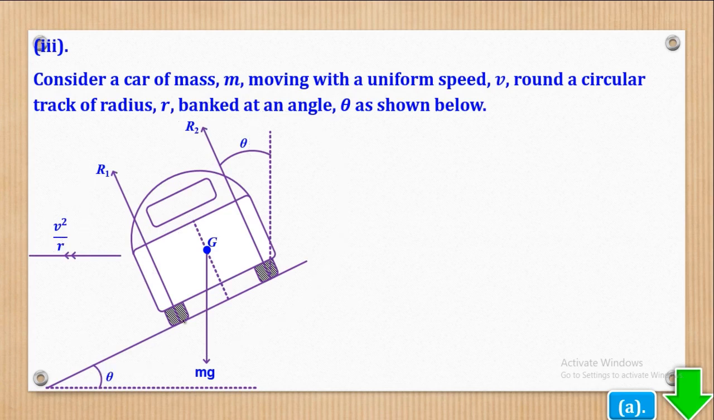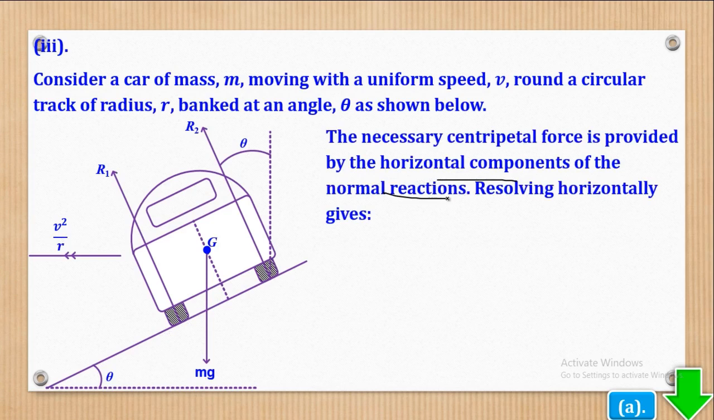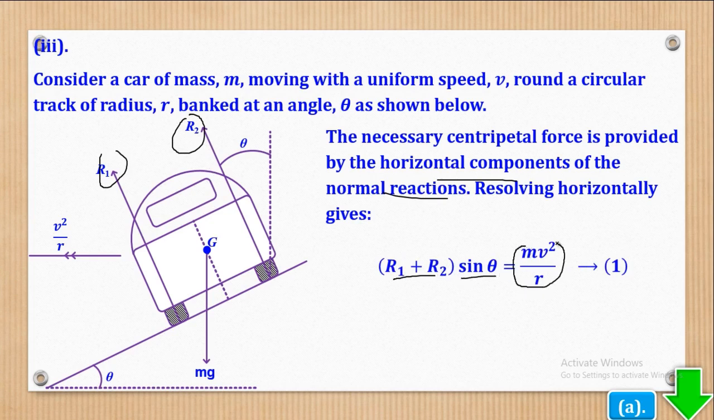So now that you have drawn the diagram, we shall come and say that the necessary centripetal force is provided by the horizontal components of the normal reactions. That means that when you resolve horizontally, this and this will give us the required centripetal force. So we shall come and say that (R1 + R2) sine theta is equal to mv squared over r. So that is equation 1.